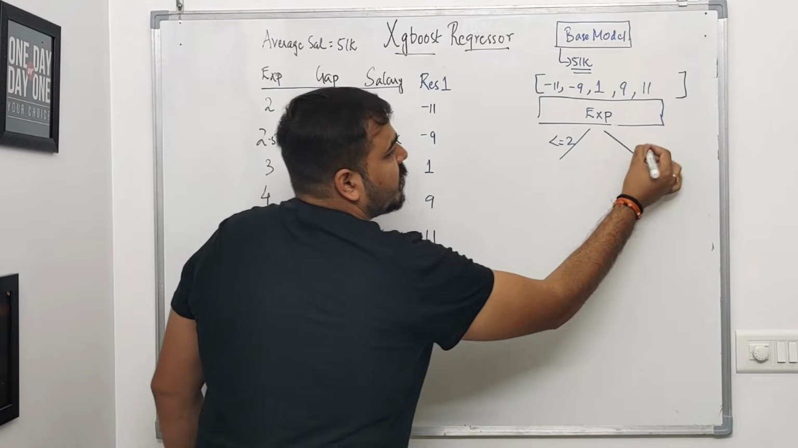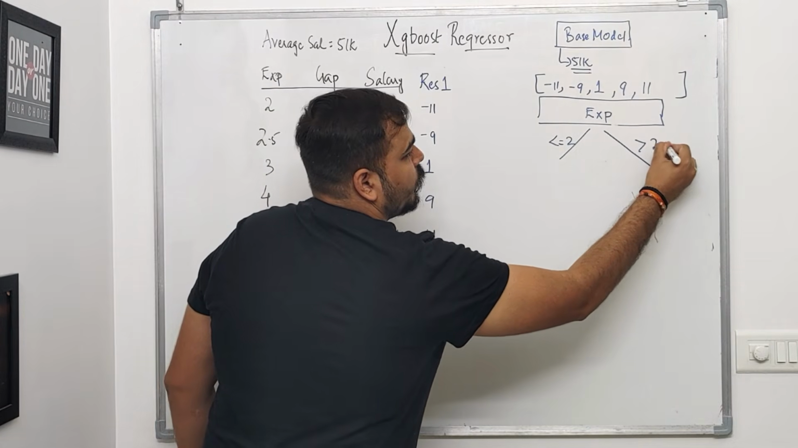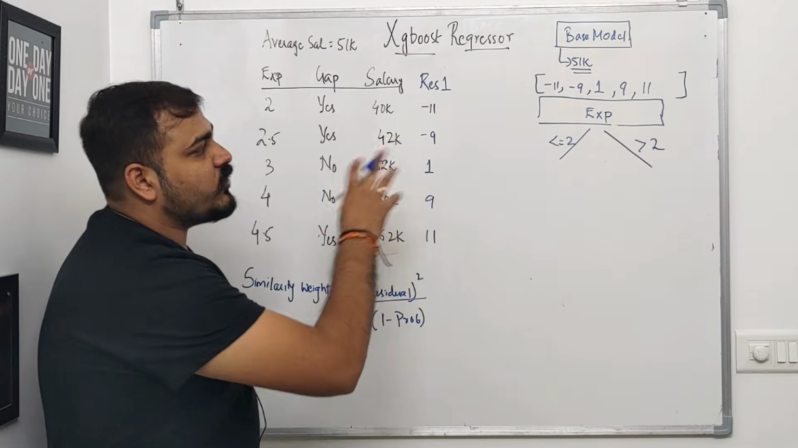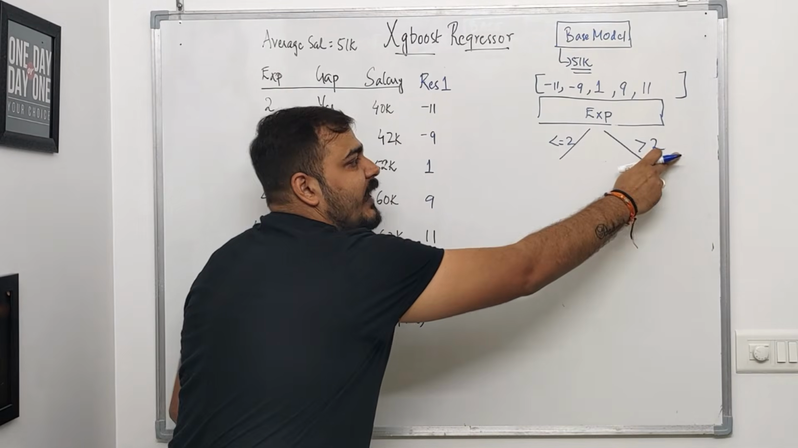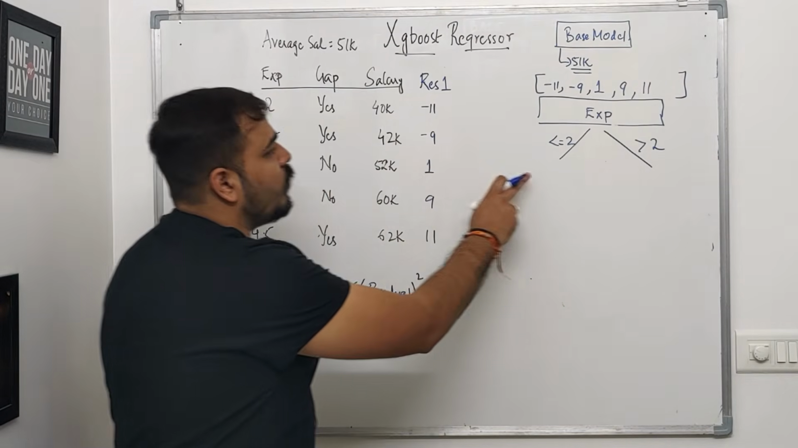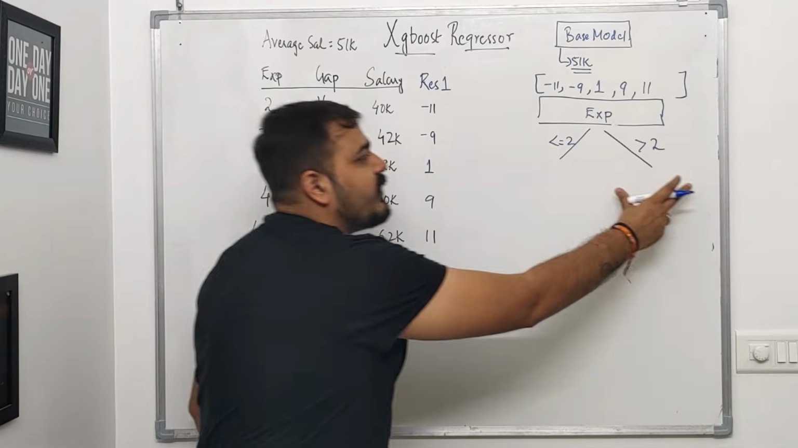Okay. Then in my next record, I will say this will be greater than 2. So I have actually taken this: it will be less than or equal to 2, and it will be greater than 2. That basically means the first record will go over here, and all the remaining records will go on this side.